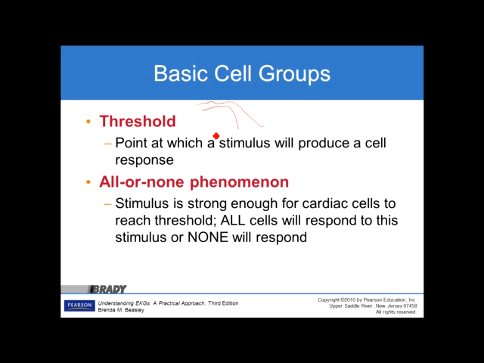And then the all or none phenomena. If the stimulation is strong enough for all cardiac cells to reach threshold, all cells will respond to this stimulus or none will respond. So what this means is that in the all or none phenomena, either all the cells are going to respond or none of them will. This isn't going to give us a half product of any sort. It will give us a full product every time. Either the heart is going to beat or it's not going to beat. There's not going to be anywhere in between.